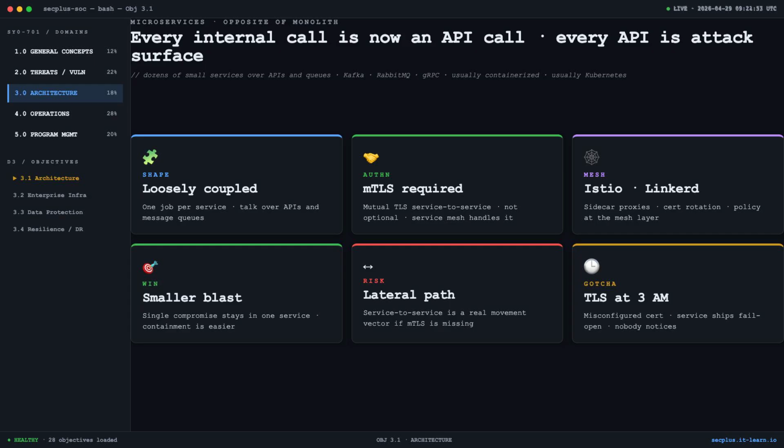If you have ever debugged a TLS handshake at 3 a.m., you know how easy it is to ship a service with a misconfigured cert and not notice until something fails open.